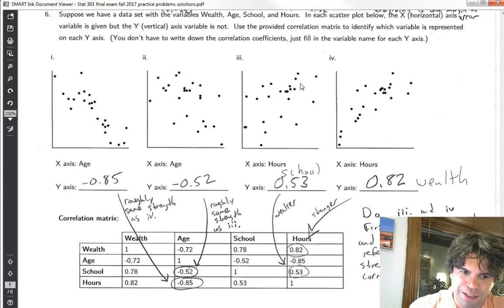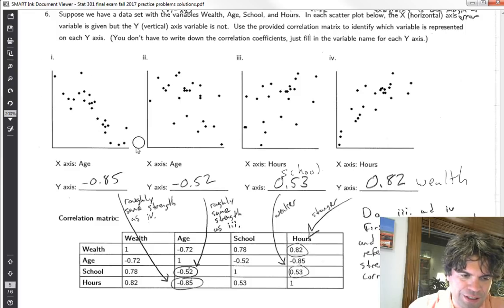This looks awful similar to this as far as strength of correlation. If this is positive 0.53, this isn't going to be, it's going to be a negative number. It's not going to be a whole lot more than 0.53. My options are 0.52, 0.72, and 0.85. There's no way this is 0.72. If this is 0.53, and this looks like it's about the same amount of correlation, this has got to be negative 0.52. And then finally, this one right here, check out that versus that.